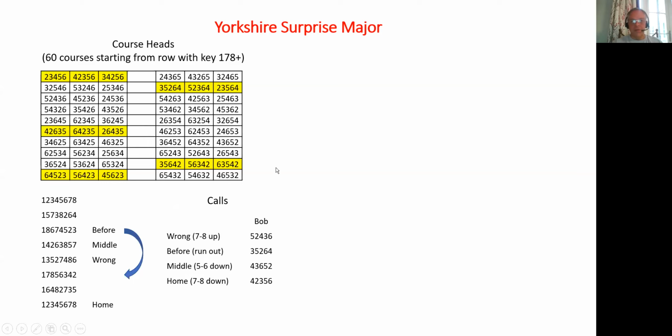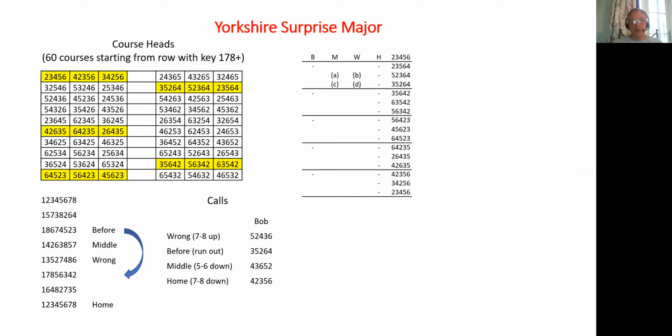So I want to try and use all that information to come up with a Peel of Yorkshire, which I want to make a 5-part, a bit like last time we did a 5-part of Bob Major. To get the right length for a 5-part of Yorkshire Major, the minimum number of leads that you need in a Peel of surprise of Yorkshire Major is 157. And if we want to bring a 5-part, then we need a number that is divisible by 5. So we're going to choose 160. That's divisible by 5, and it means that each of our parts needs to contain 32 leads.